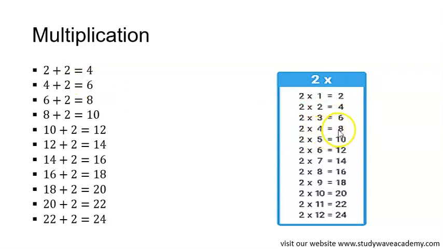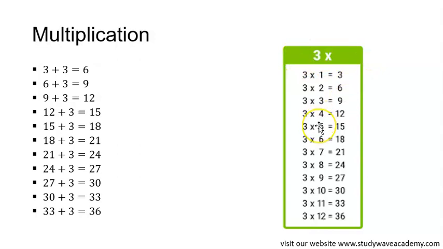Now, 2 times 4 is 8. If you add 2 to the 6 you had, 6 plus 2 will give you 8. So it's repeated addition. You just have to keep on adding 2 to the answer you have. From 4, you add 2, you have 6, you add 2, you have 8, you add 2, you have 10. It keeps on going. It's repeated addition. Okay? Do you understand that? Good.